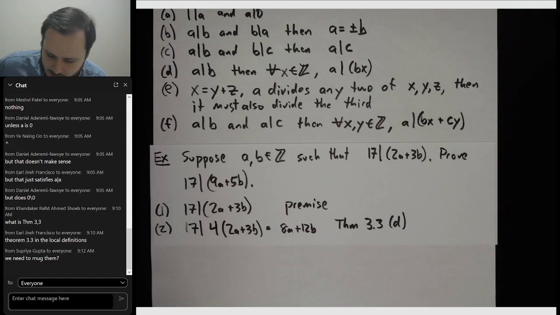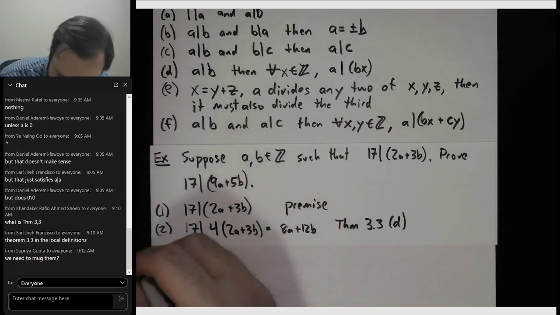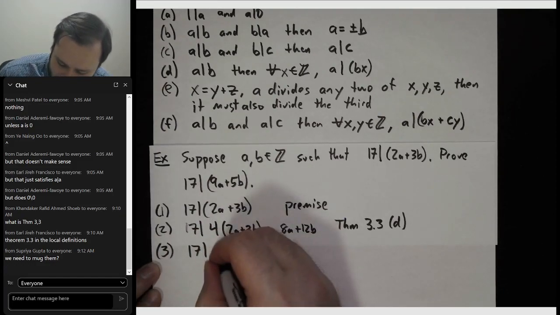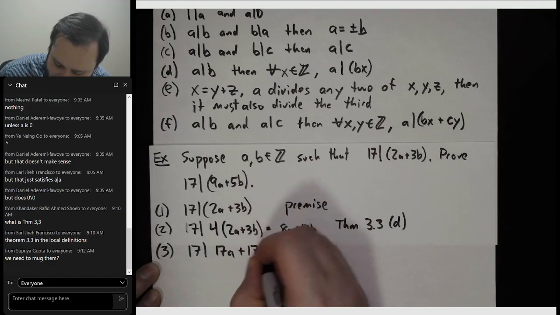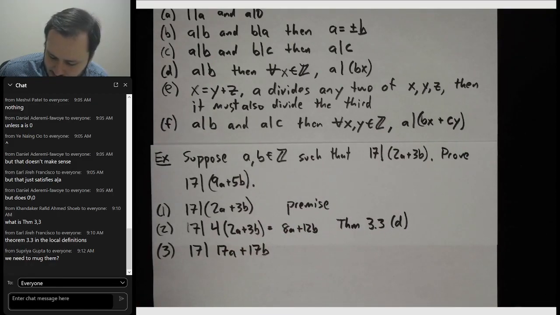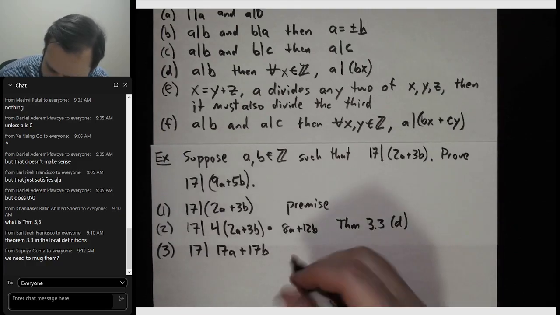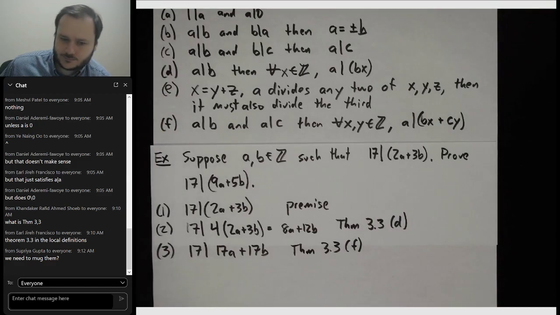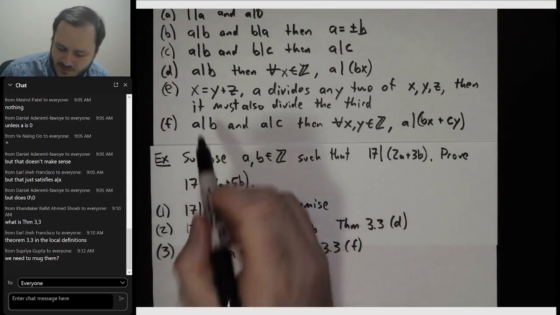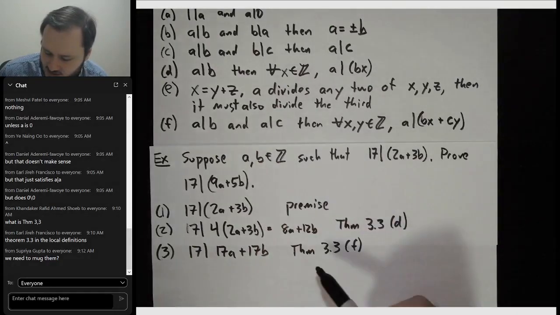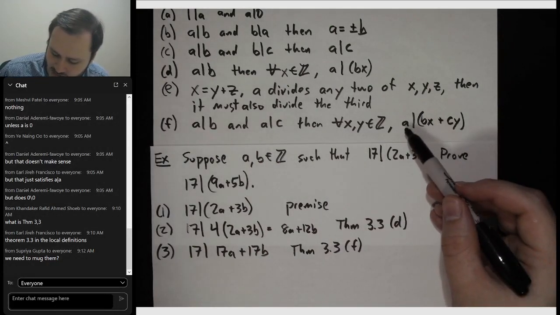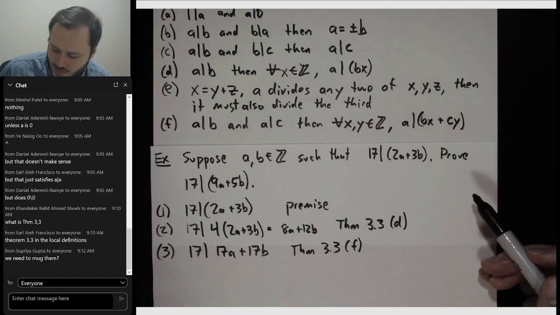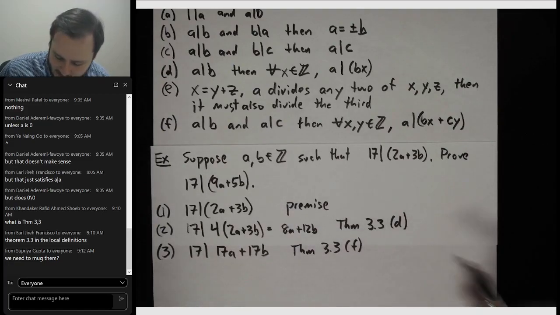But I also know that 17 divides 17a plus 17b. Here I'm using theorem 3.3f. I know 17 divides 17 and 17 divides 17. Therefore, 17 divides 17a plus 17b. So this is a tricky idea.